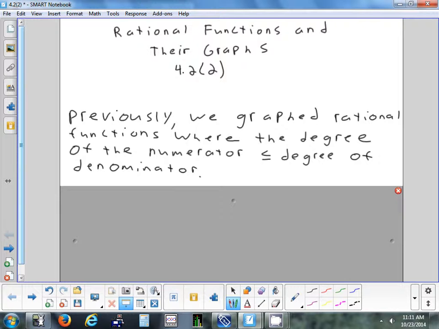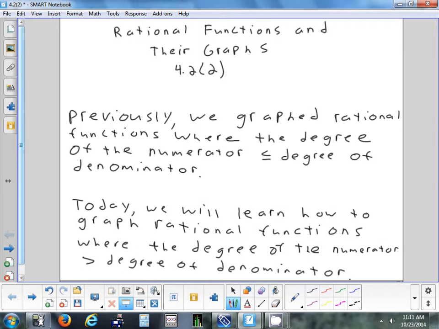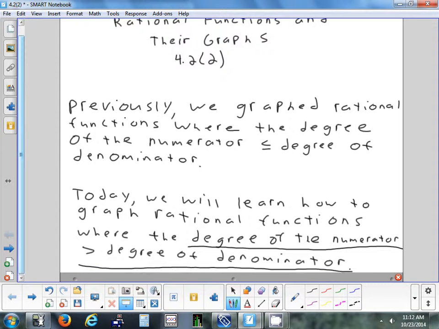So yesterday, all the functions that we graphed, the degree of the numerator was less than or equal to the degree of the denominator. That's the type we did yesterday. Today, we're going to graph rational functions again, but this time the degree of the numerator is going to be greater than or equal to the degree of the denominator. So the degree of the top is going to be bigger than the bottom. That's the only difference. It does change how we do a few things, so I'll show you what you need to look for when the degree in the top is larger.